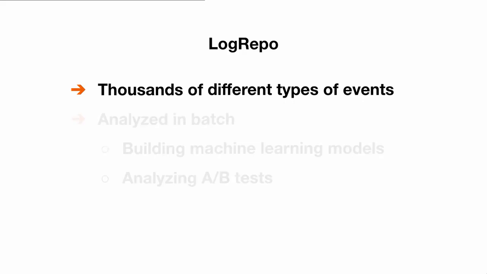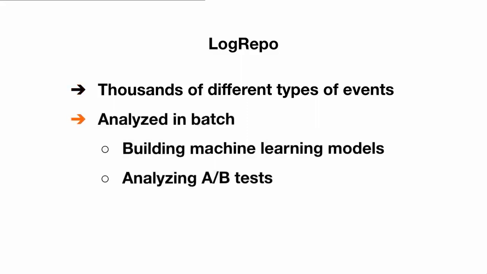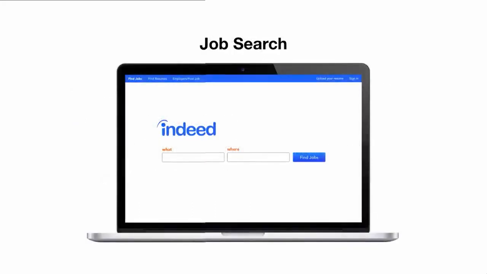Building machine learning models, analyzing A/B tests. Now this analysis could be anything that team wants, but some of the main use cases are building machine learning models or analyzing the results of an A/B test to understand what user behavior was like. So a big example of one of the uses of log repo is the Indeed job search site.